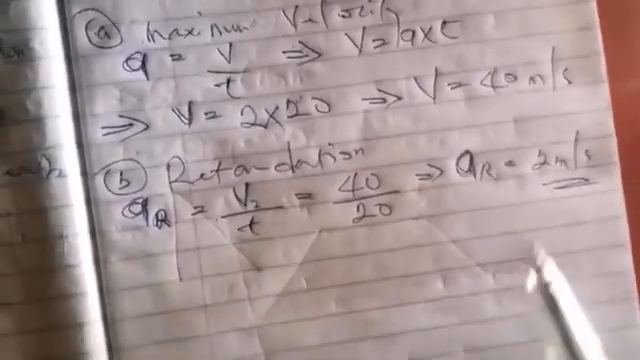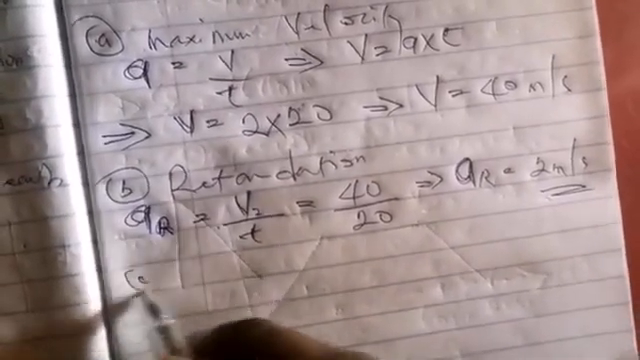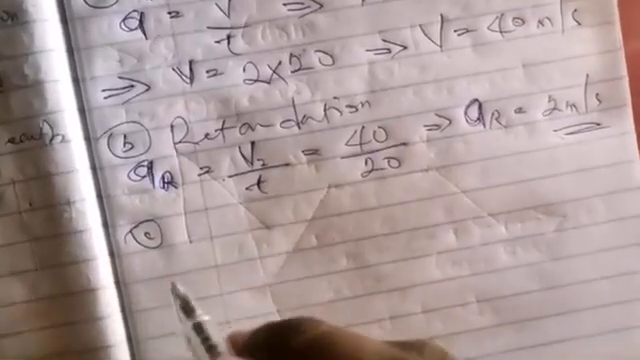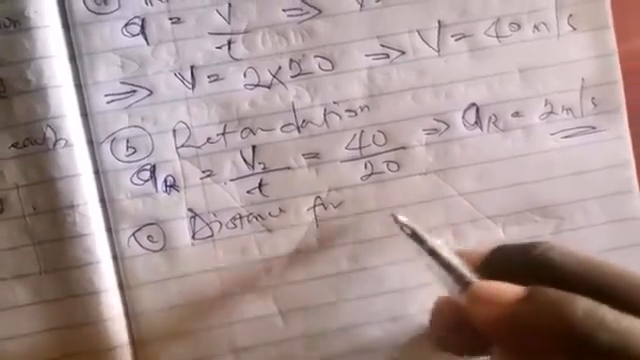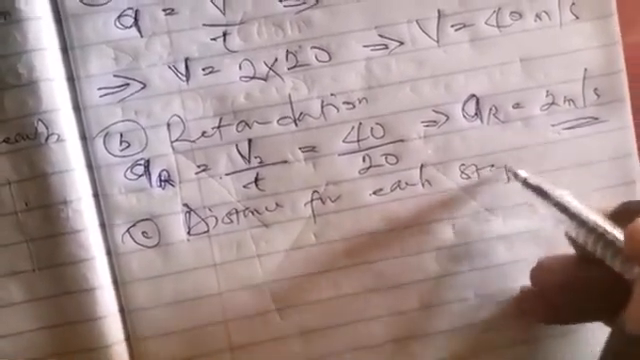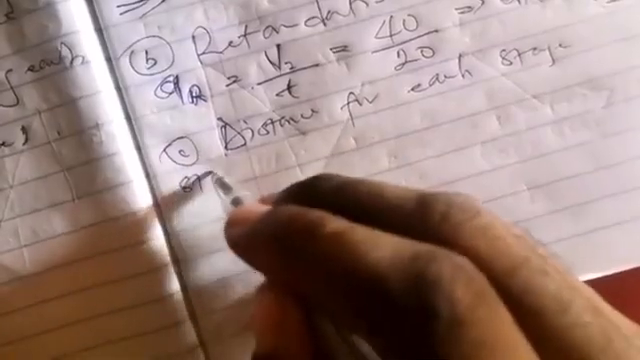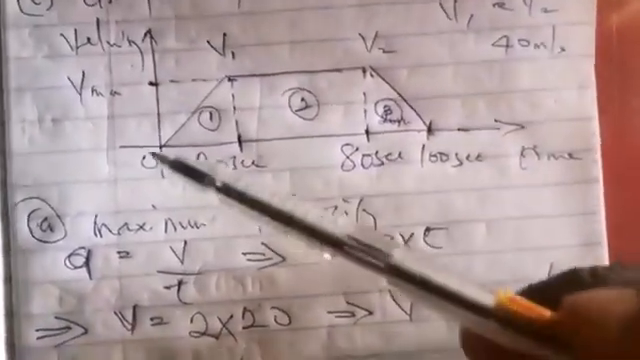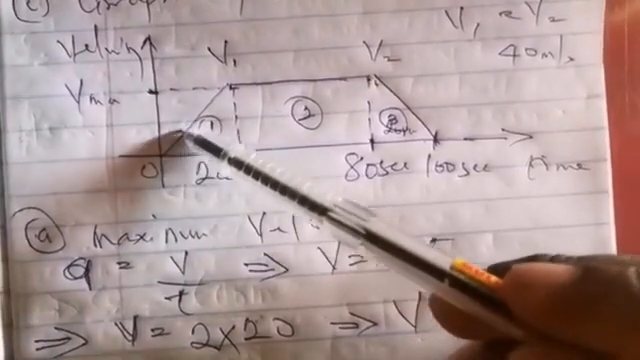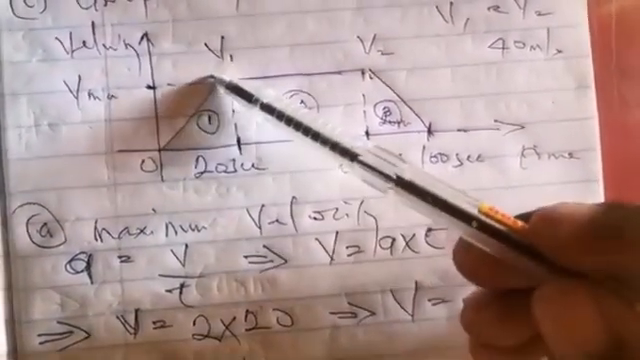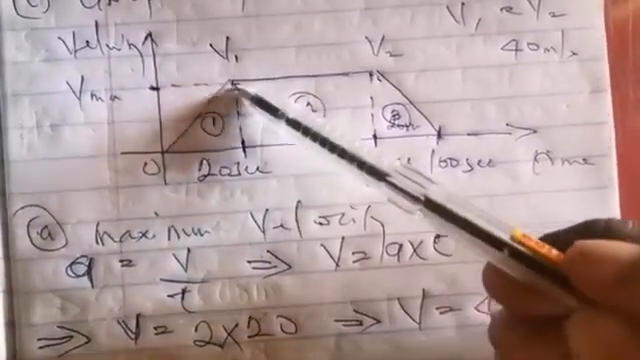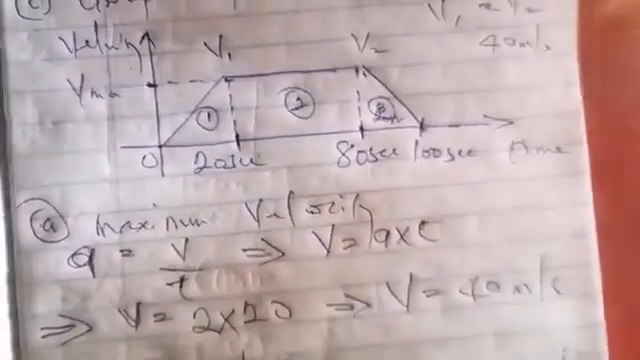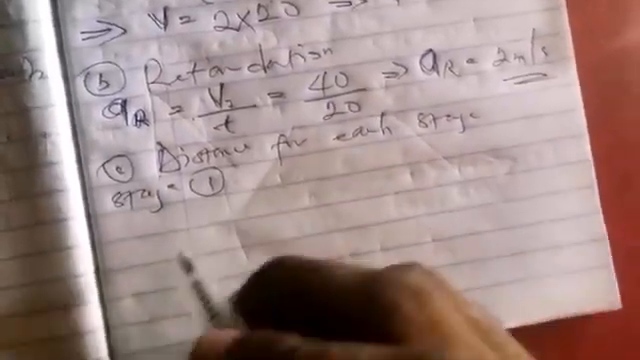Okay, so let's now consider stage 1, the distance during each stage of motion. A critical look at stage 1 shows that the motion from the origin to a maximum velocity took place in 20 seconds. This is triangular in shape. This is stage 1, and stage 1 is triangular in shape. So let's pull it out. For stage 1, this is what we have.